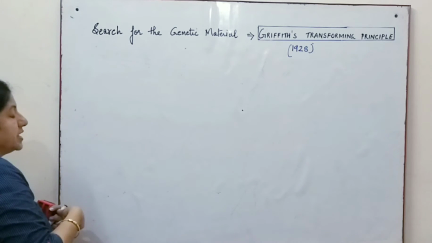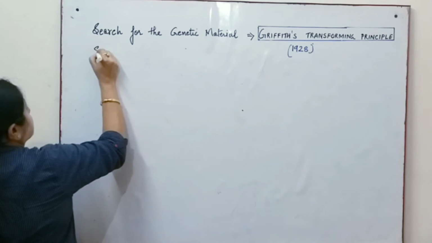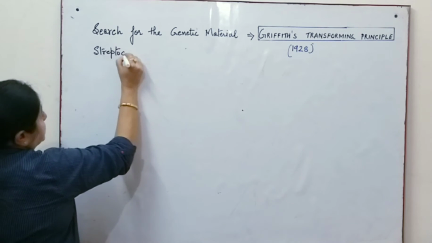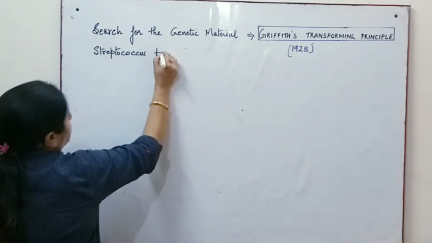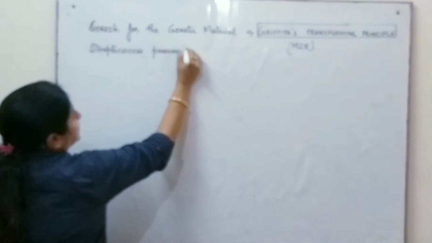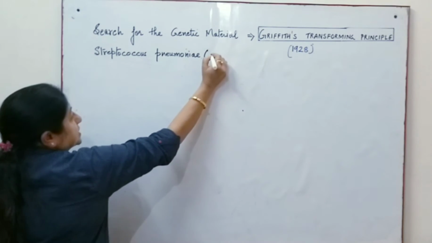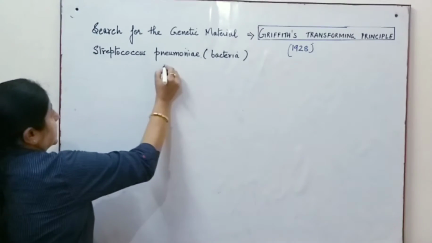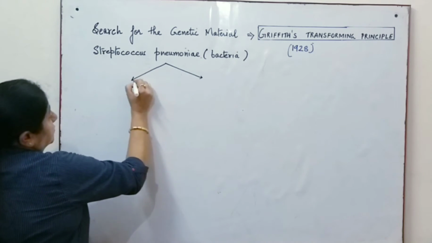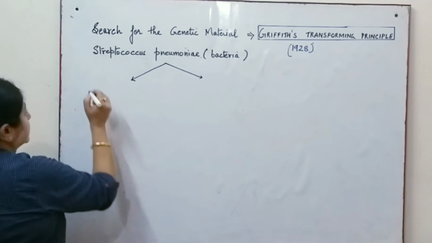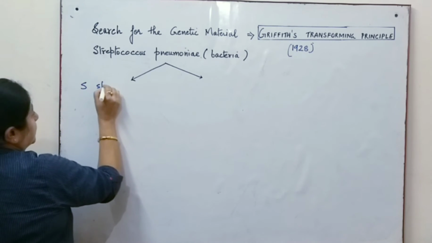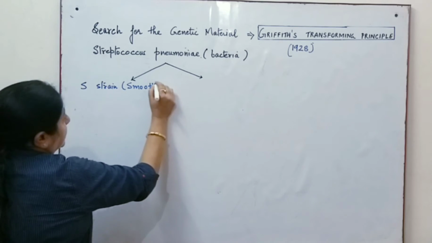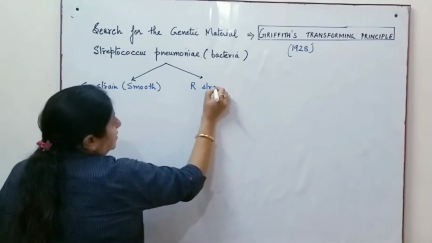He conducted his experiments on a bacteria that is responsible for causing pneumonia. The bacteria he took was Streptococcus pneumoniae. This bacteria was known to cause pneumonia and it had two strains. He was able to isolate the two strains: the first was the S strain, or the smooth strain, and the R strain, or the rough strain.